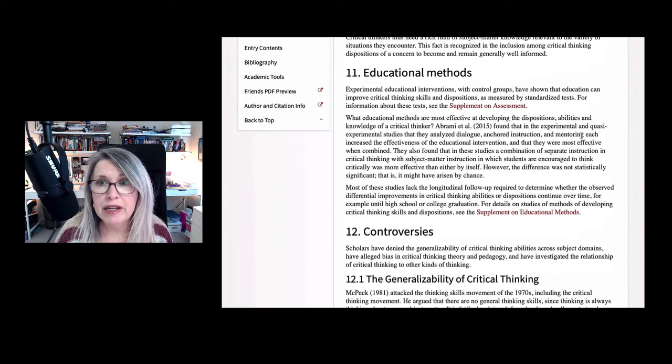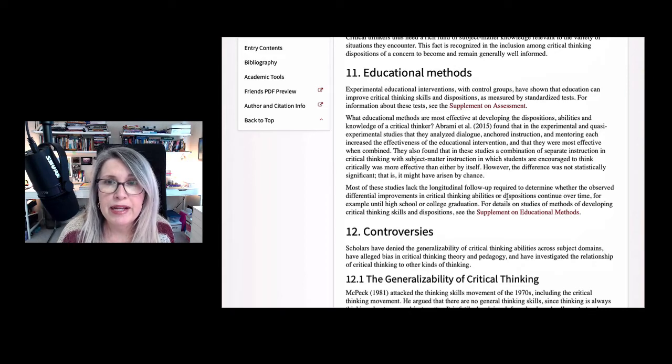Abrami et al. found that in experimental and quasi-experimental studies that they analyzed, dialogue, anchored instruction, and mentoring each increased the effectiveness of the educational intervention, and they were most effective when combined. They also found that in these studies, a combination of separate instruction in critical thinking with subject matter instruction in which students are encouraged to think critically was more effective than either by itself.